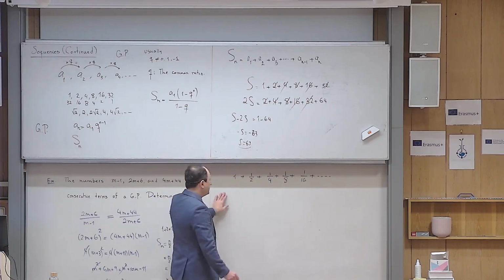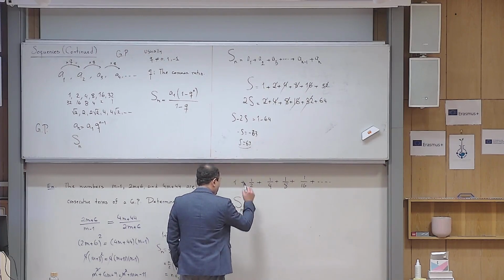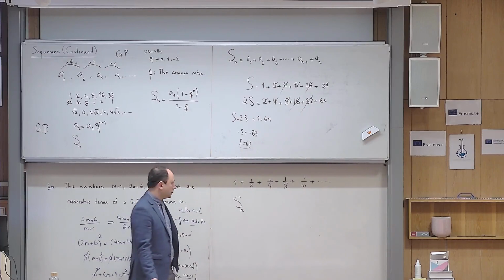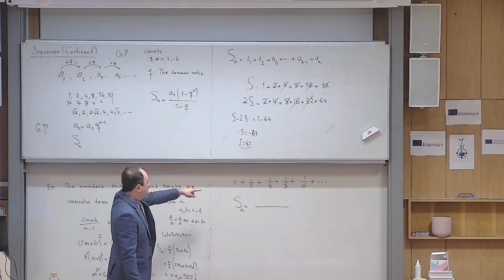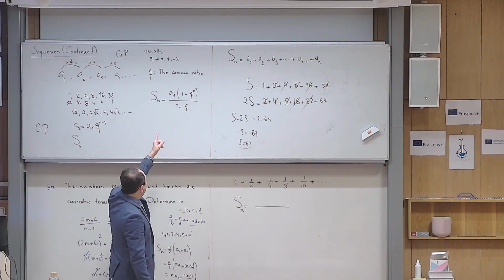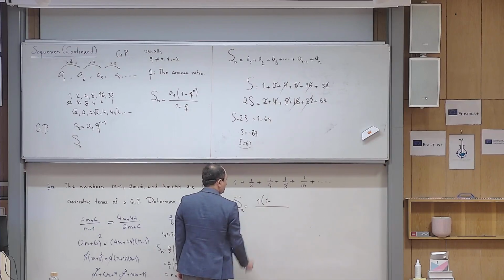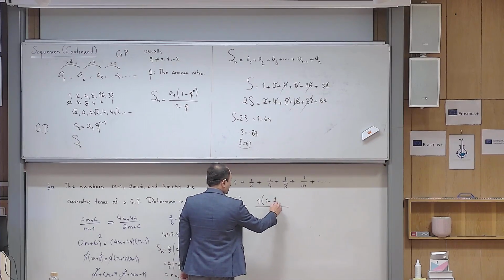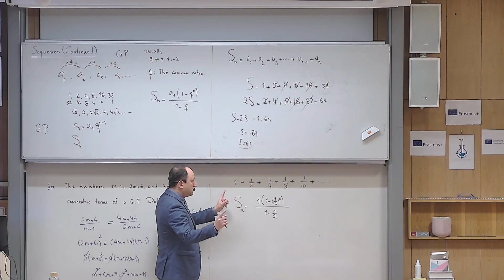So instead of adding infinitely many terms, let us add only n of them together. Can you tell me what I should write? I write the Sn formula for this list, up to the nth term. A1 is 1. What is Q in this problem? 1 over 2. So it is 1 minus 1 over 2 to the power of n, divided by 1 minus 1 over 2. This is not the infinite sum, it is that sum continued until the nth term.